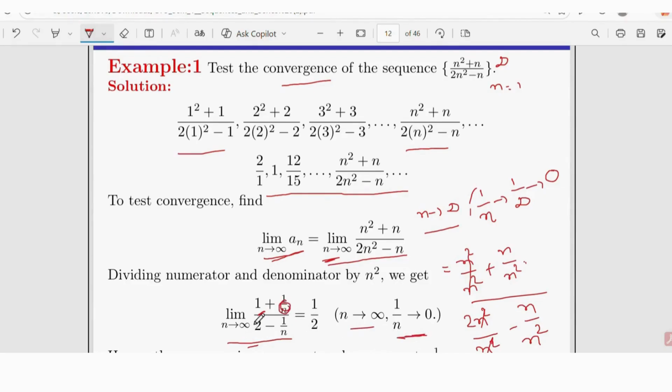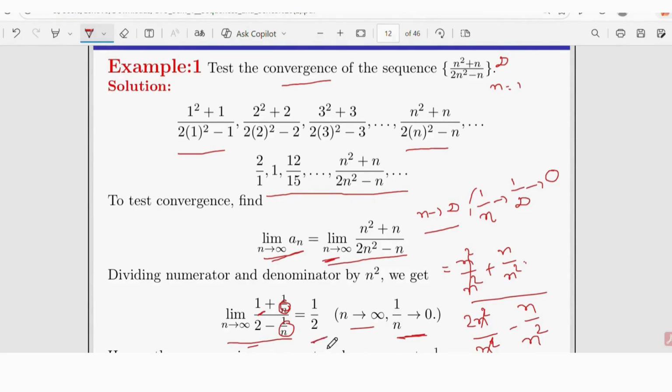So what do we get in the numerator? 1 plus 0. In the denominator, 2 is a finite term, so it remains as it is: 2 minus limit n tends to infinity of 1 upon n. Again 1 upon n becomes 0, so in the denominator we get 2 minus 0. So what is the answer? 1 upon 2. After evaluating this limit, we get the answer 1 upon 2.